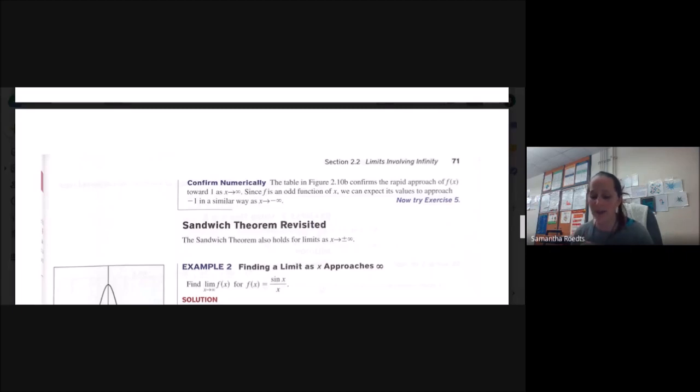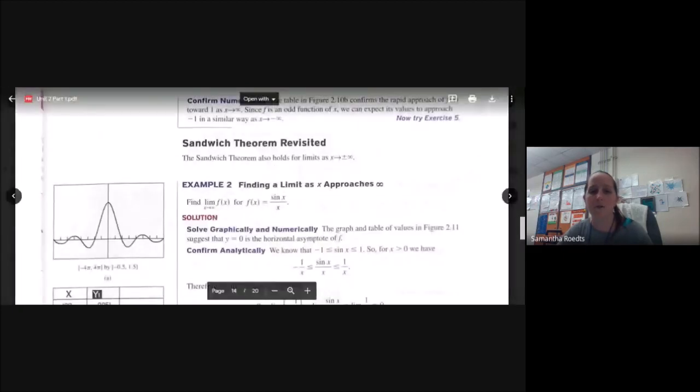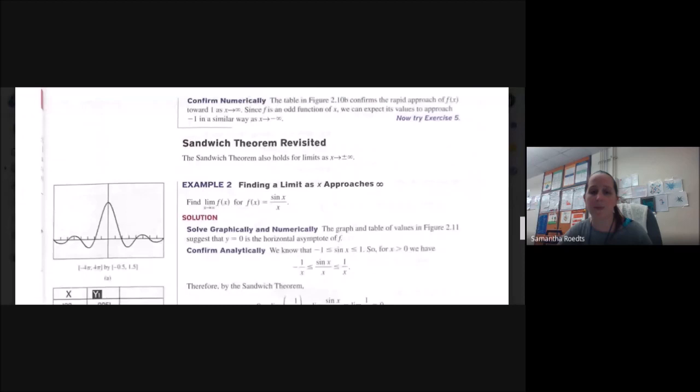All right, the sandwich theorem revisited. As we learned last time, the sandwich or squeeze theorem basically states that if I have a function and I don't know what the limit is, I can squish it between two functions, like a sandwich. And if their limits are the same, then the limit of the function in between them is the same. So example number 2, finding a limit as x approaches infinity. I want to find the limit of f of x as x approaches infinity for f of x equals sine x divided by x.